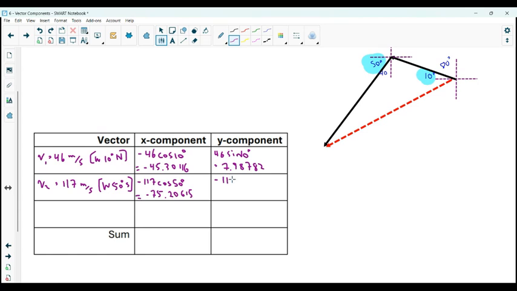So it's going to be negative 117 sine 50 degrees. That works out to be negative 89.62720. Okay, let's add them up. Let's do a little bit of adding here. Let's add up our x components and see what we get. Let's add up our y components and see what we get.